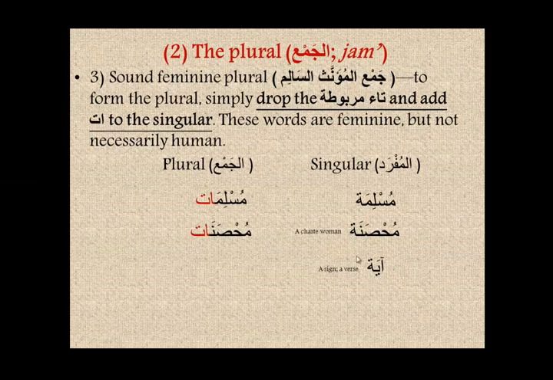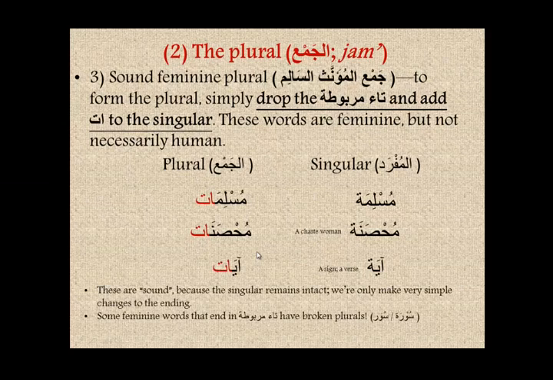And then this last example is a non-human example. We have the word ayah, which means a sign or a verse in the Quran. Dropping the ta marbuta and adding at gives us ayat. These are sound, again, just like the sound masculine plurals, because the singular form remains intact, pretty much, except for the ta marbuta being dropped off. Everything else in the singular appears in the plural. We are only making very simple changes to the ending, adding at.